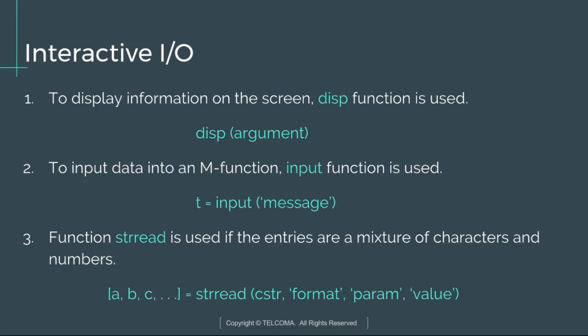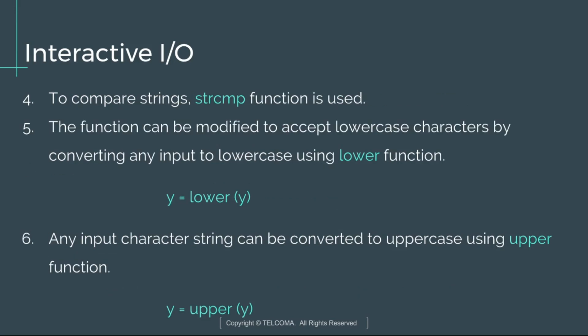Next is interactive input-output. To display information on the screen, the disp function is used. The input function is basically used to input data into an M function. The function strread is used if the entries are a mixture of characters and numbers. To compare strings, the strcmp function is used. The function can be modified to accept lowercase characters by converting any input to lowercase using the lower function. Any input character string can be converted to uppercase using the upper function.